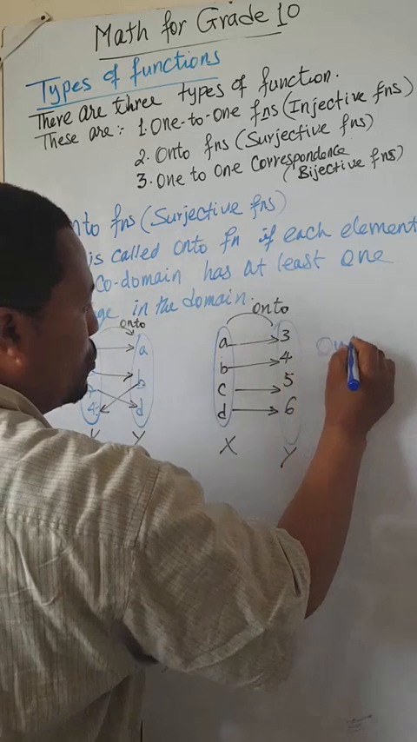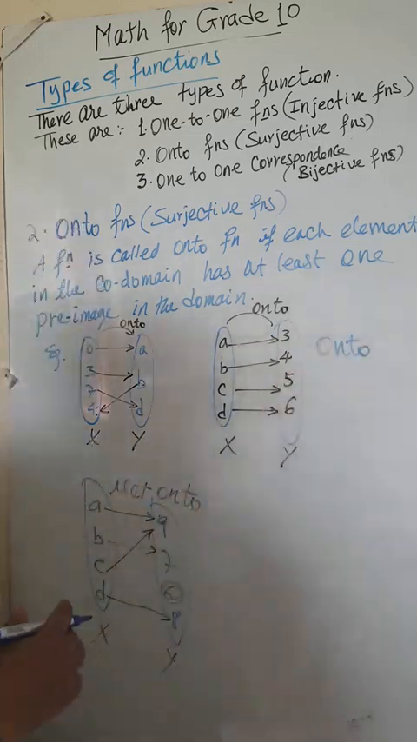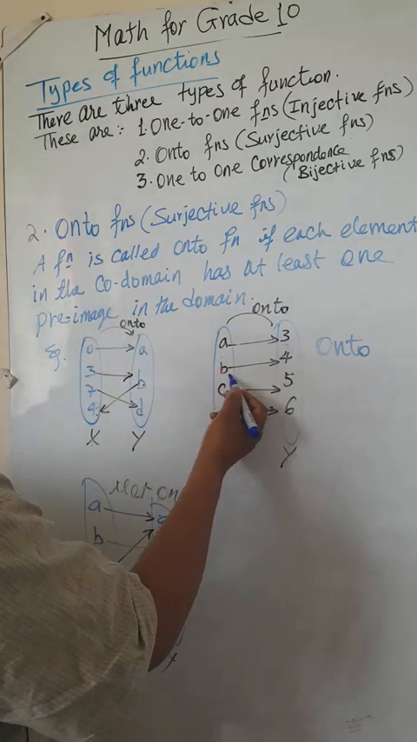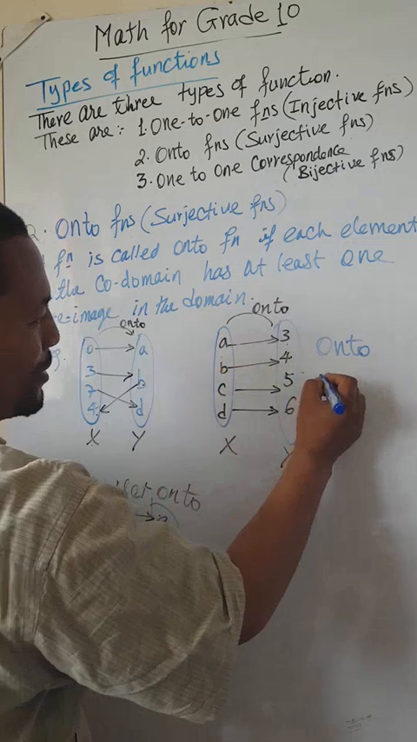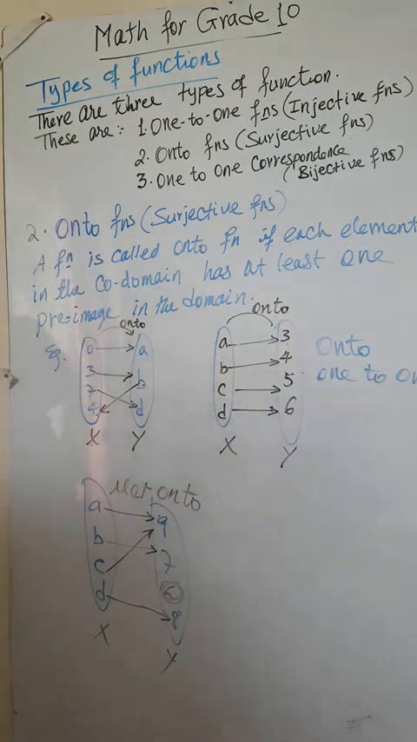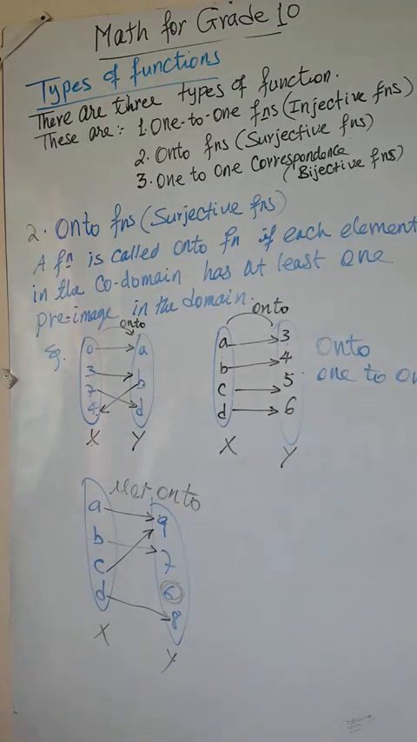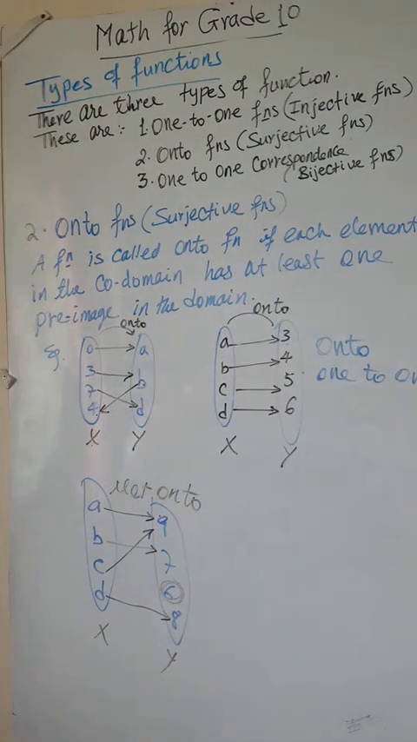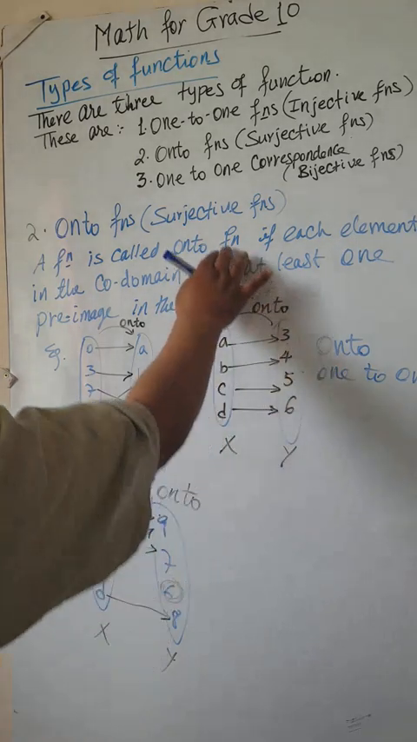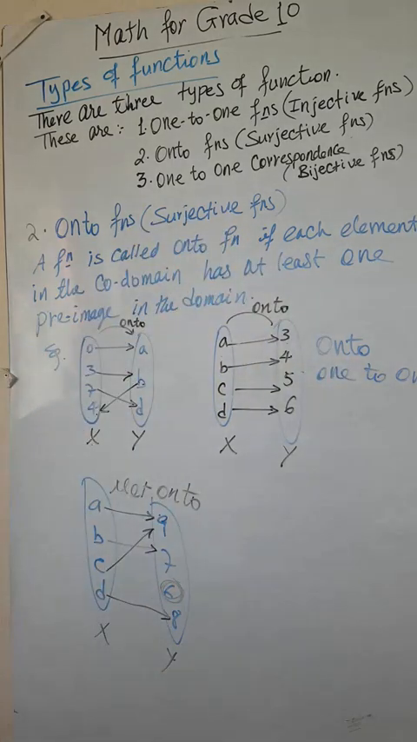So onto function means, and from our previous discussion from the beginning, a has its own image and b has one here in X, so this is 1 to 1. Both onto and 1 to 1: what kind of function is it? Let's see. When a function is both onto and 1 to 1, it is called a 1 to 1 correspondence, or a bijective type of function.